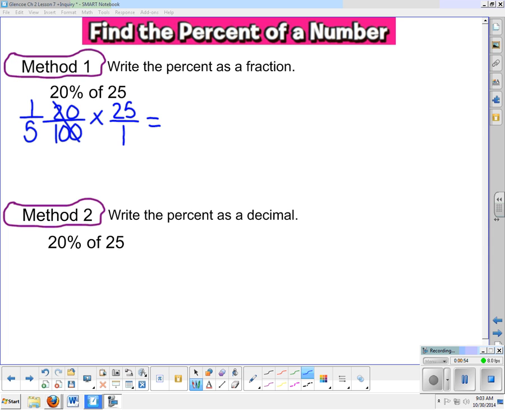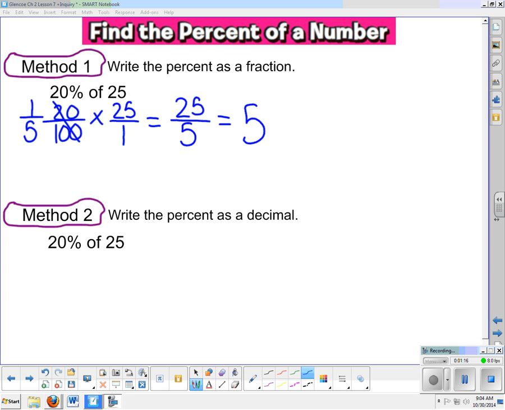1 times 25 is 25. 5 times 1 is 5. This is an improper fraction. 25 over 5 becomes 5 with no remaining numbers. So 20% of 25 is 5.